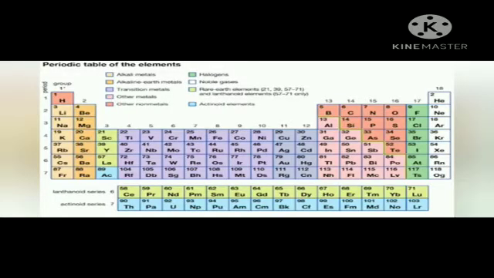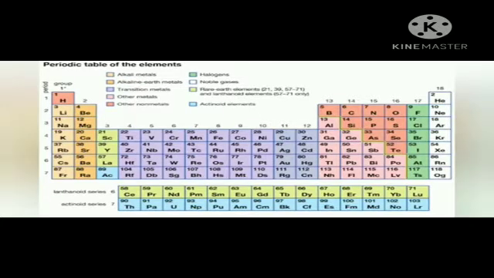This means the elements are grouped together in vertical columns according to their similarities and dissimilarities, right? For example, just look at this first column, the first group, where sodium, potassium, rubidium, cesium are all kept in one group. Why? Because they are all metals and they have one electron in their last shell, the valency shell.